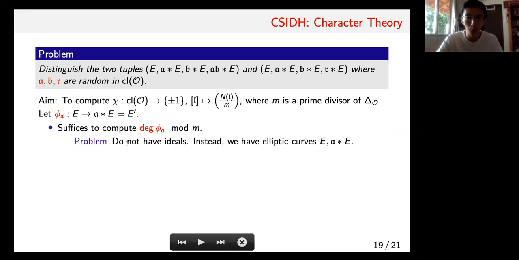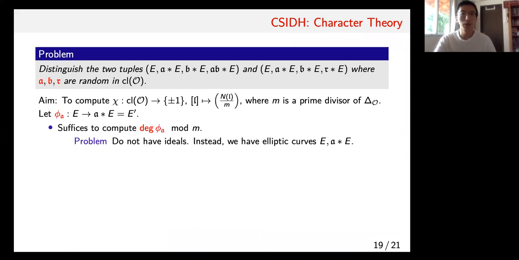But the problem is that we do not have ideals. What we get are E, AE, BE, ABE. And so these are actually elliptic curves. We never actually deal with ideals. And this is where the security of CSIDH comes from, that we don't actually see the groups in action. We see how they act on the set. We only see set elements. So the group is hiding behind the set.